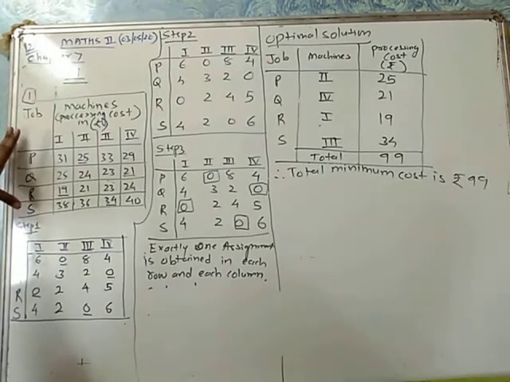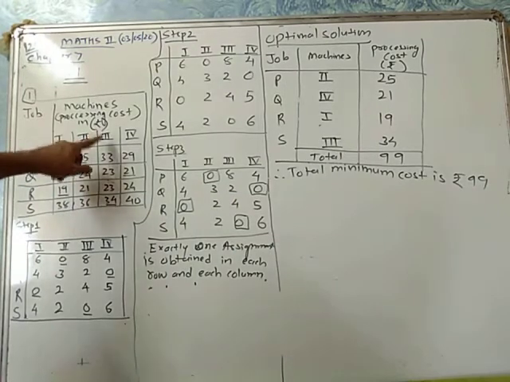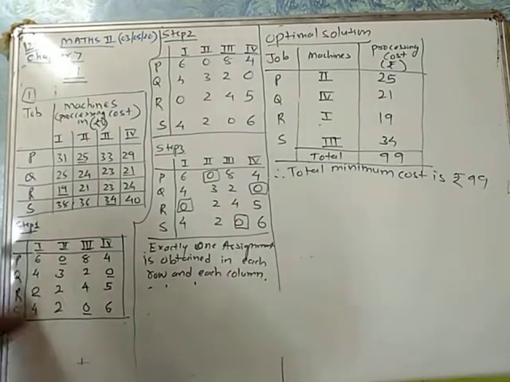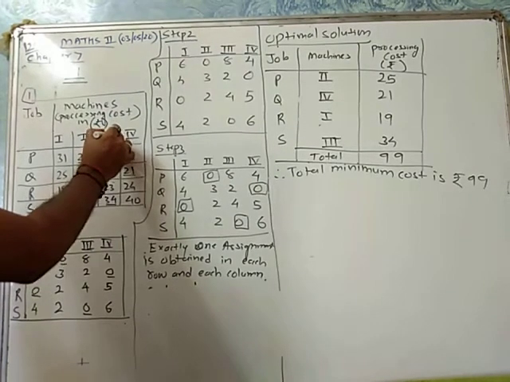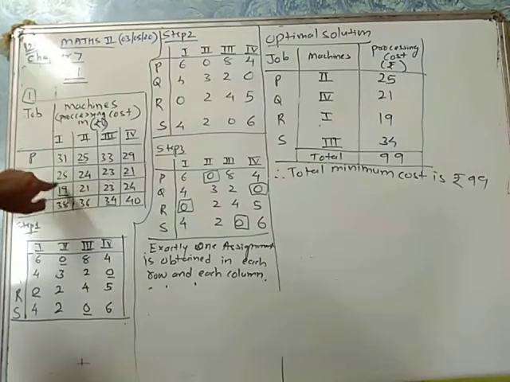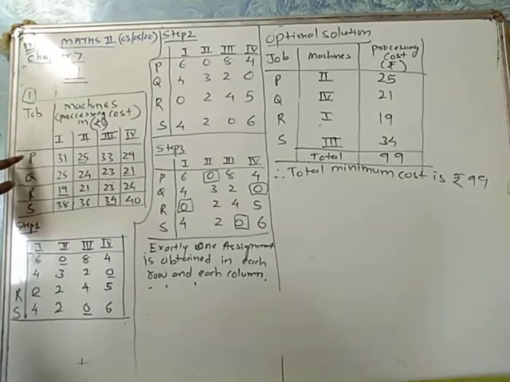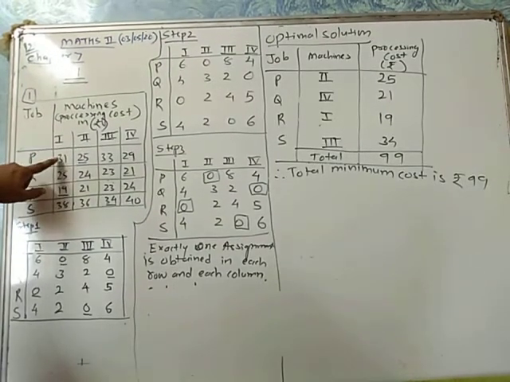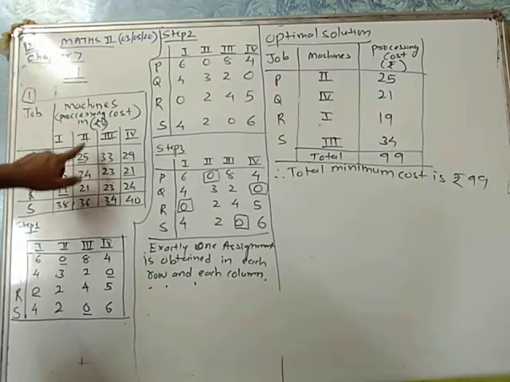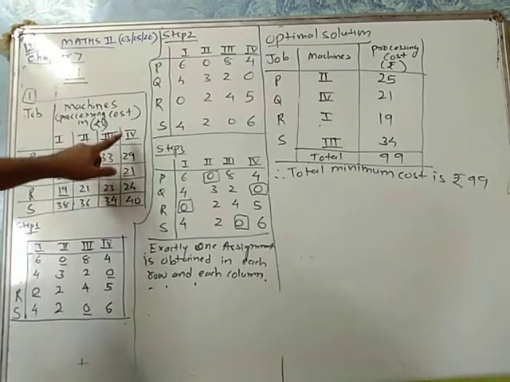In this question, you have been given 4 jobs P, Q, R, S. These 4 jobs can be done on 4 machines, machine 1, machine 2, machine 3 and machine 4. In these columns and rows you have been given the processing cost, that is, the cost of doing job P on machine 1 is 31 rupees, on machine 2 is 25 rupees, on machine 3 33 rupees, on machine 4 29 rupees.